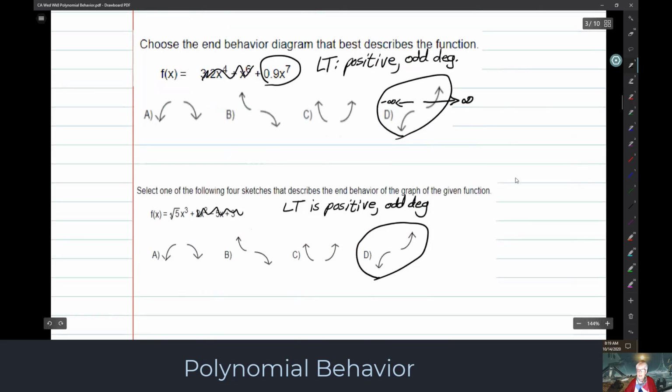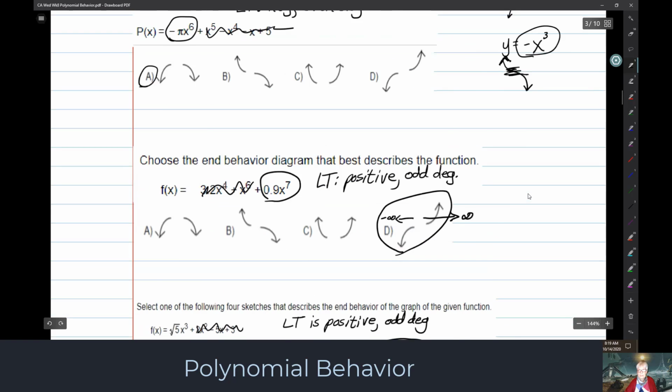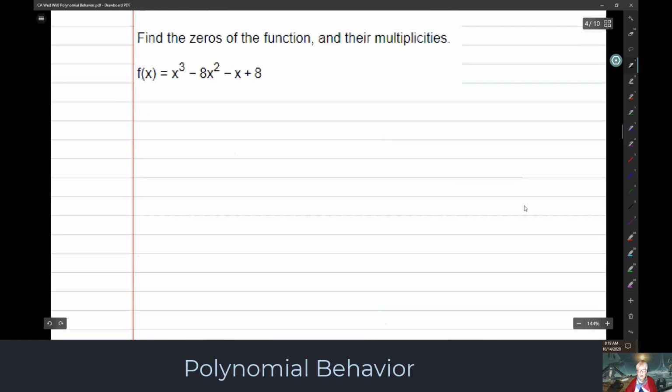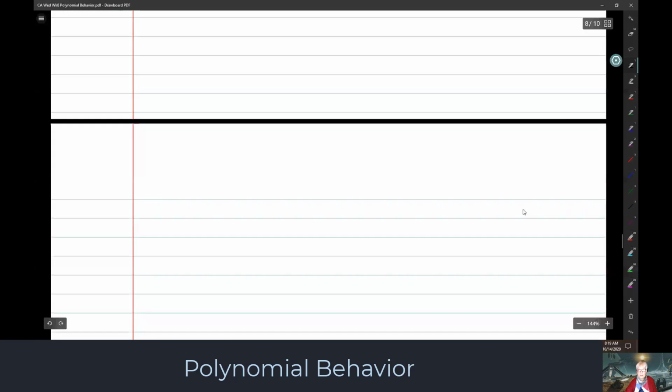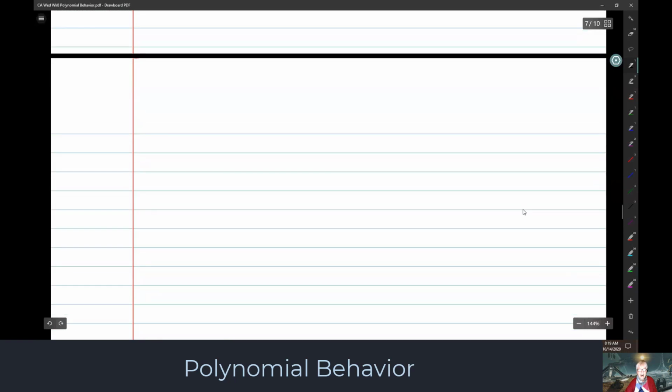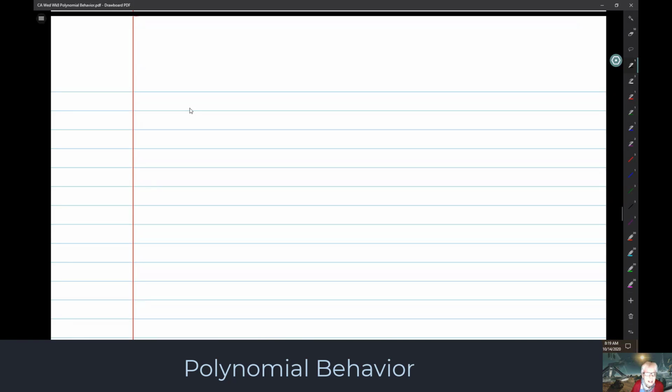Okay, I'm going to use this area over in here. Darn, I should have left myself room for a table. All right, let's go down here. Do I have extra paper? Yes, I do. End behavior continued.